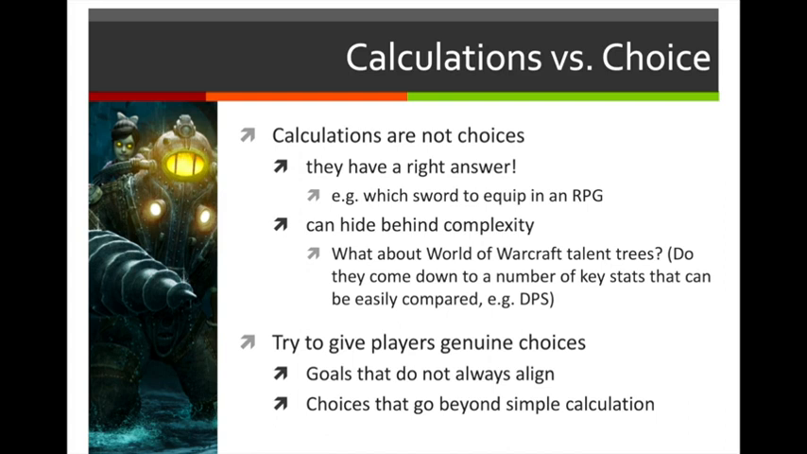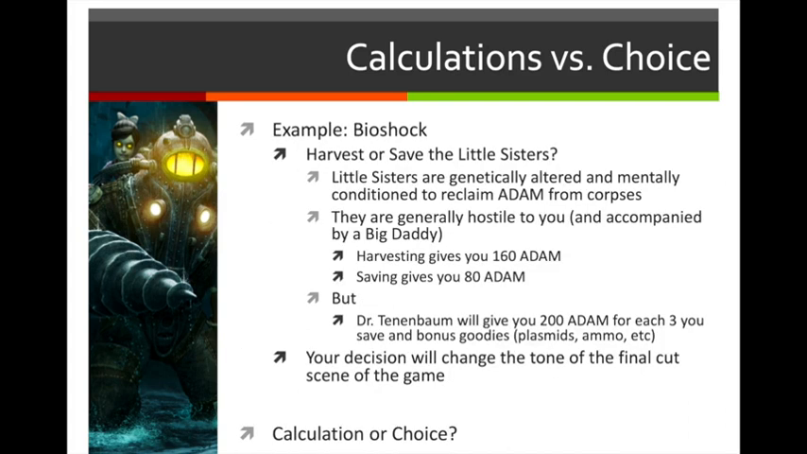Give them multiple goals which do not always align, so they have to prioritize and make decisions about those goals, and have choices that go beyond simple calculation. For example, in BioShock, you have a really well-known choice: do you harvest or save the little sisters, these genetically altered children that go around with these big daddy machines that are extremely dangerous. Now, if you harvest them, they die, but you get 160 Adam. That's the energy points that exist within the game. And saving them only gives you half as much, right?